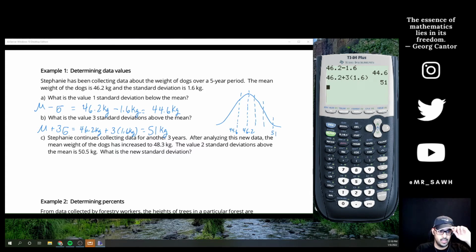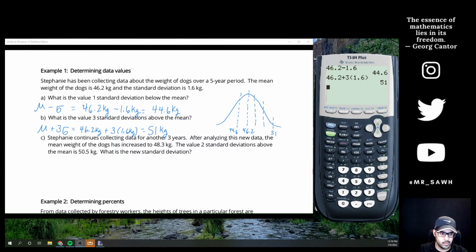So for C, it says this person, Stephanie, continues collecting data for another 3 years. And after analyzing this new data, the average weight of the dogs has increased to 48.3 kilograms. The value 2 standard deviations above the mean is 50.5. What is the new standard deviation? Well, now I've got to work backwards a little bit here. So I know the average this time, and I know the value 2 deviations above the average is 50.5.